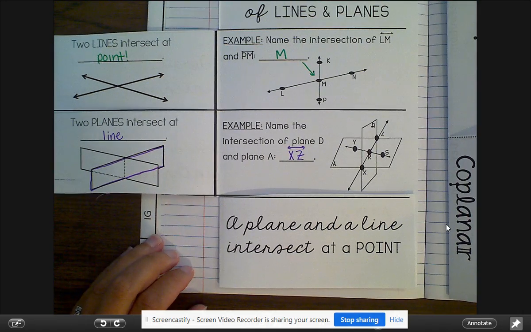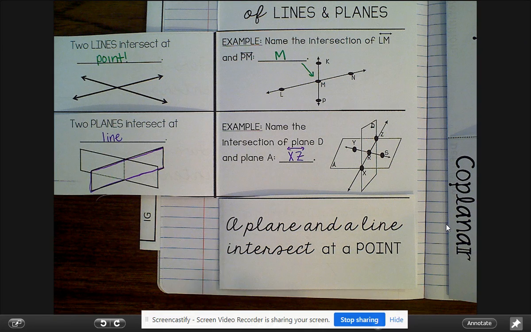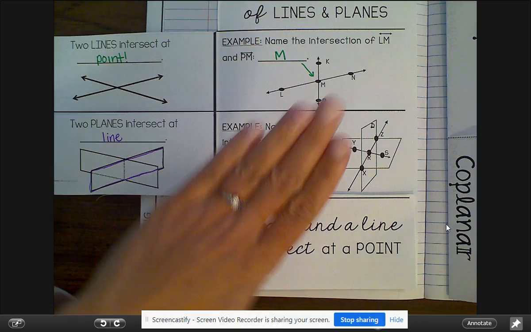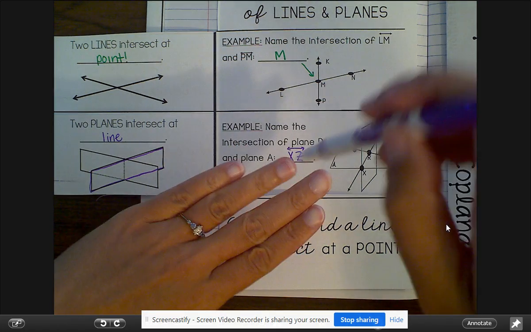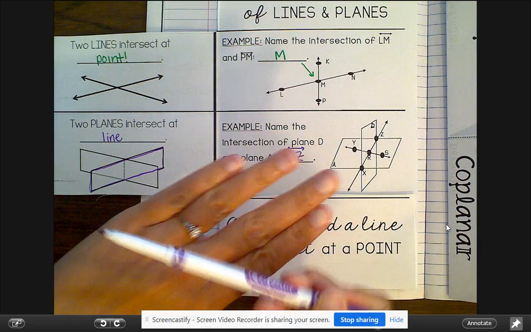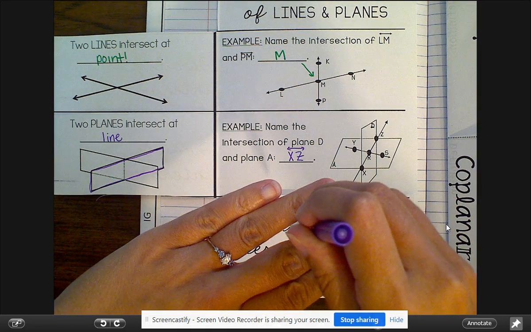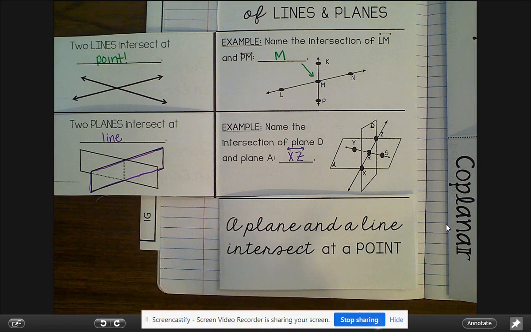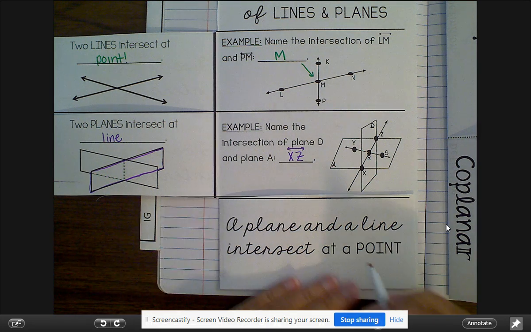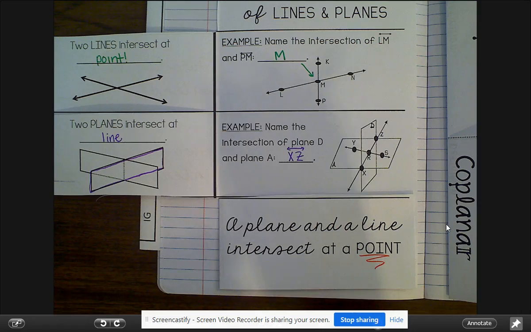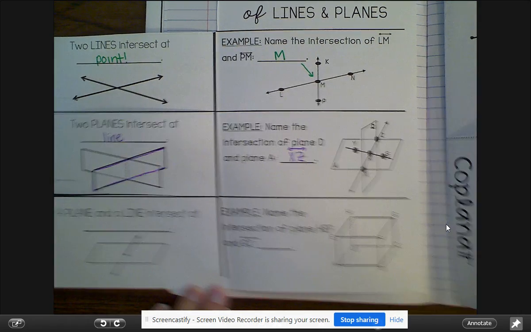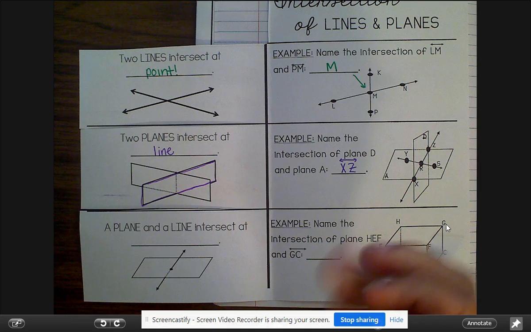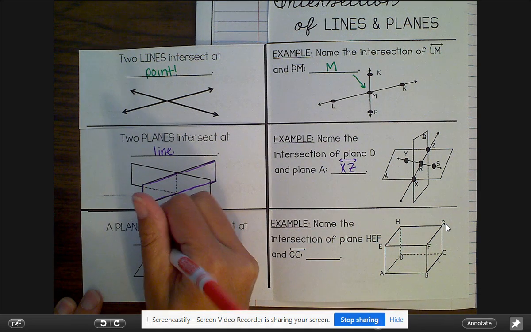Okay, and then last on here, if I have a plane and then a line. So imagine you have a flat piece of paper and then like your pencil is the line going through it. Now it could lay on top of it, but if they're intersecting each other, then they are only touching each other at one spot. So we have a point again. So this intersects at a point as well. Okay, so if I have a plane and a line that isn't like lying flat on the plane, then they will intersect at a point.